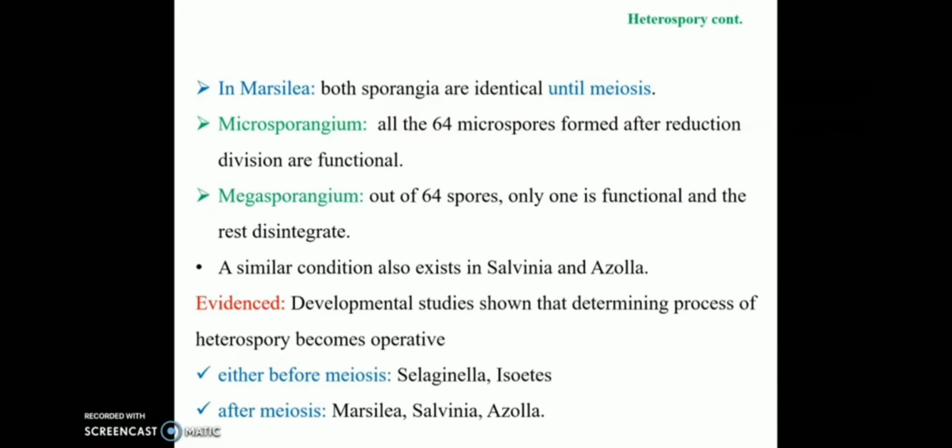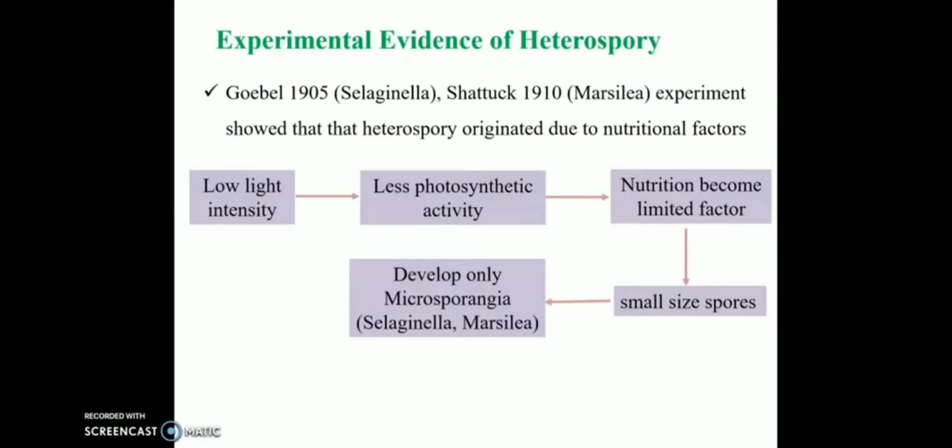In Marsilea, both sporangia are identical until meiosis. In the microsporangium, all the spore mother cells undergo reduction division, whereas only 1 undergoes reduction in the megasporangium. Developmental study shows that the process determining heterospory becomes operative either before meiosis, as in Selaginella or Isoetes, or after meiosis, as in Marsilea, Salvinia, and Azolla. And the third is experimental evidence of heterospory.